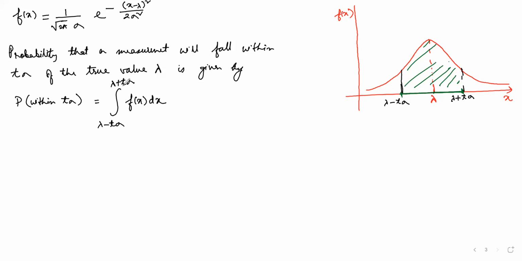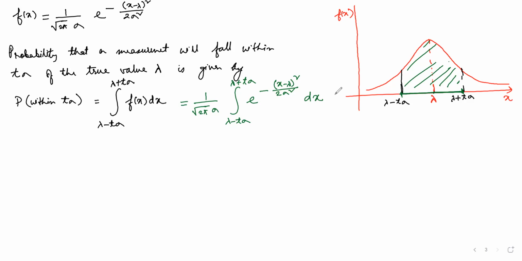So if I substitute the expression for f of x, I should get 1 by root 2 pi times sigma, integration from lambda minus t sigma to lambda plus t sigma. f of x is e to the power minus x minus lambda whole square divided by twice sigma square, dx. This is the integration, and we can integrate this by using substitution of variables.